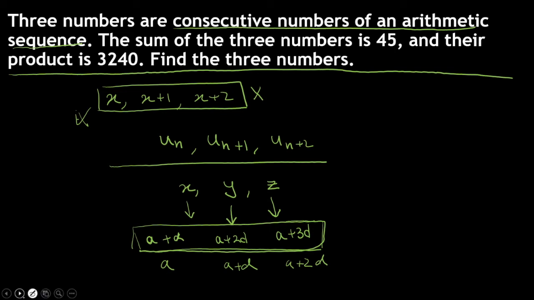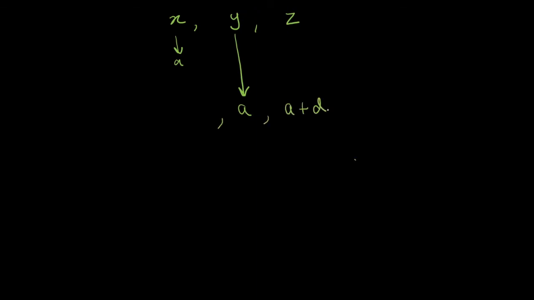Now, on the next slide, what I'm going to write is a slightly different term, right? Previously, I had x, y, and z as the terms in the arithmetic sequence. Now, I'm going to make the y the a, okay? And I'm going to make z the a plus d, and I'm going to write x as a minus d, right? Now what we have done is we have made it much, much simpler, right?